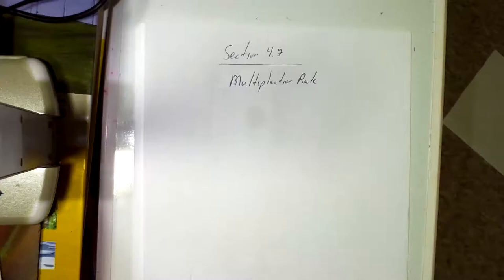Today we're going to go through section 4.2. This is the second part of section 4.2, the multiplication rule. So we're going to continue on with this section. It's a long section. So this one's going to be a little bit different than the addition rule.